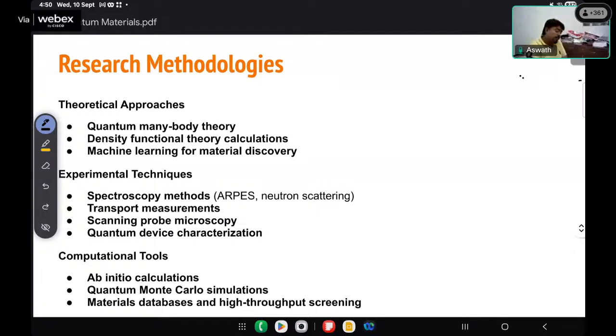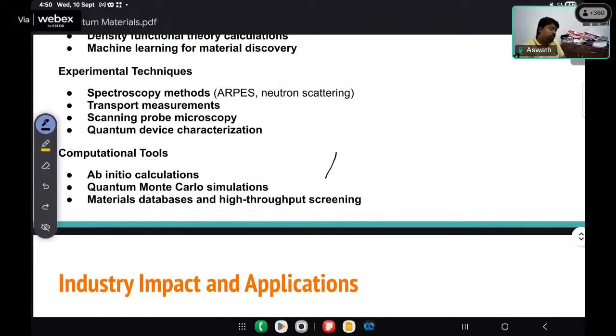When it comes to experimental techniques in the research methodology, people use spectroscopy, light measurements, and scanning microscopy. They will use quantum device characterization, like the Hall effect and all those things. So these are the research methodologies one can think of. And computational tools like ab initio calculations, quantum Monte Carlo simulations, material databases and high-throughput screening. We are not getting into the details, just for reference I put them here.